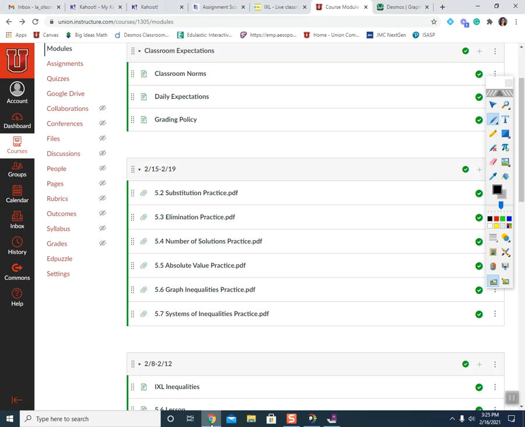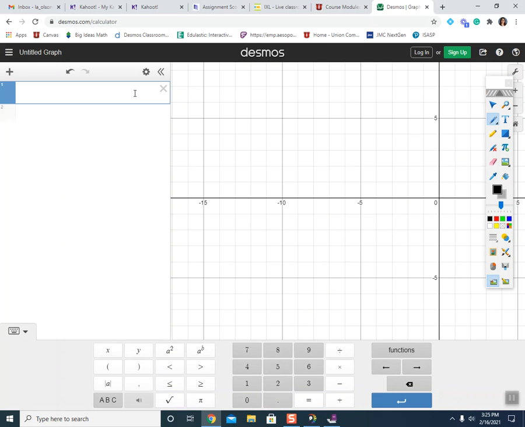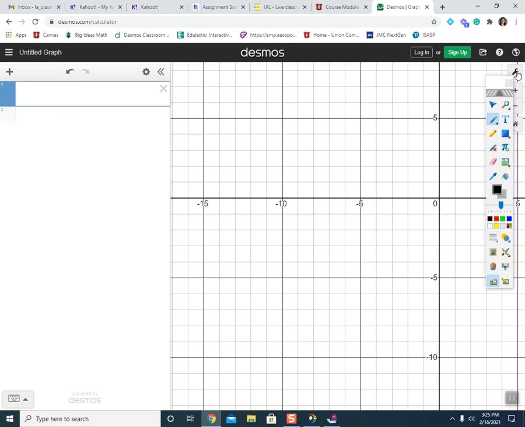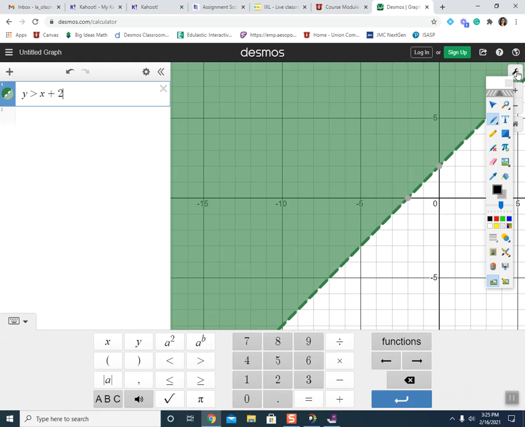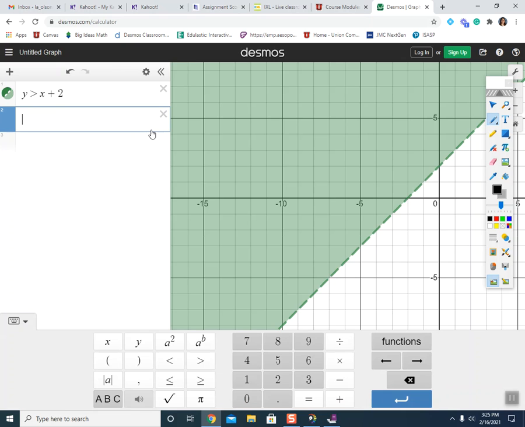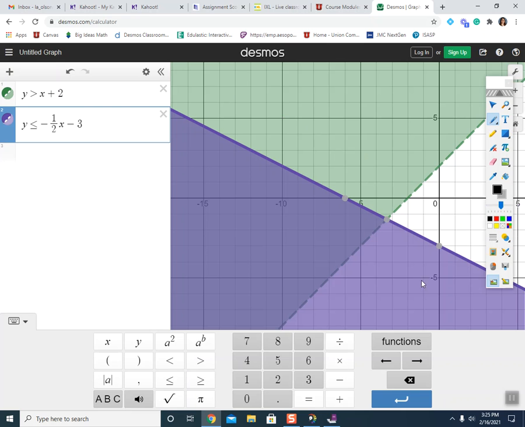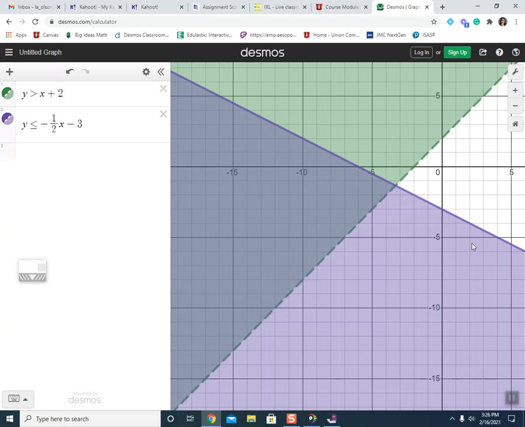So if I open this up, let's go, oh, I already have Desmos open. Look at that. Okay. So we're going to go into projector mode here. Our first one was y is greater than x plus 2. And then I would also have y is less than or equal to negative 1/2 x minus 3. Let's get this out of the way a little bit. So here I have my two inequalities graphed on the same coordinate plane.